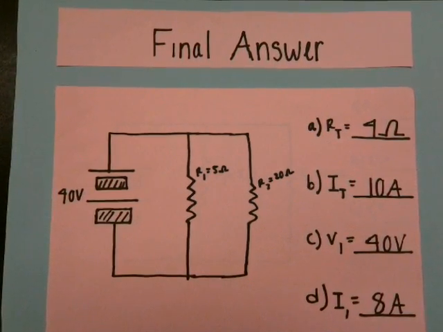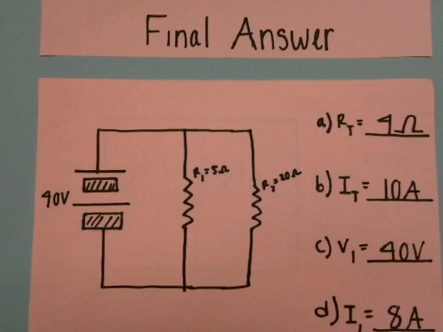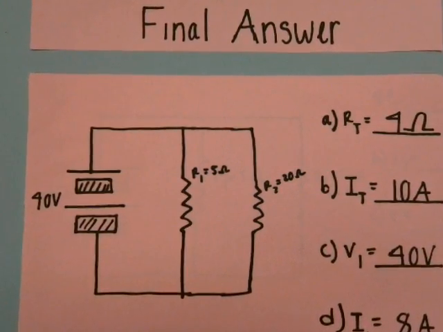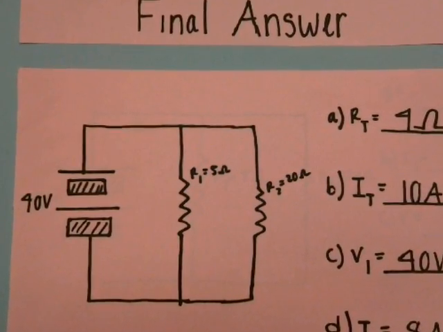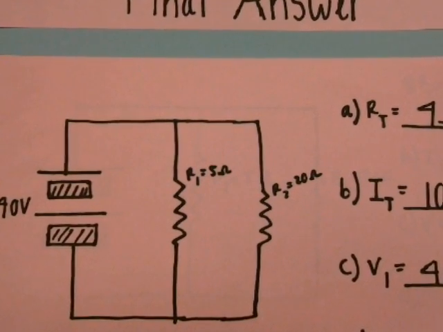Final answer. The total resistance is 4 ohms. The total current is 10 amps. Voltage 1 equals 40 volts, and current 1 equals 8 amps. And this was a parallel circuit.